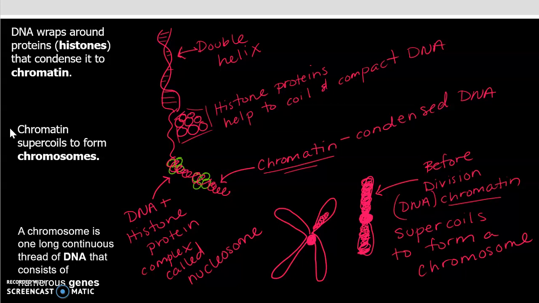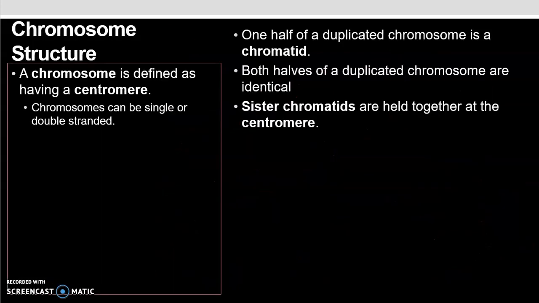And again, our DNA is tightly coiled around. This is after replication. We would have a chromosome that has 2 identical halves. Both of these are considered one chromosome. So again, our chromatin is going to supercoil to form this chromosome structure. Again, going into chromosome structure. So what happens to our chromatin right before cell division is it's going to supercoil and condense.